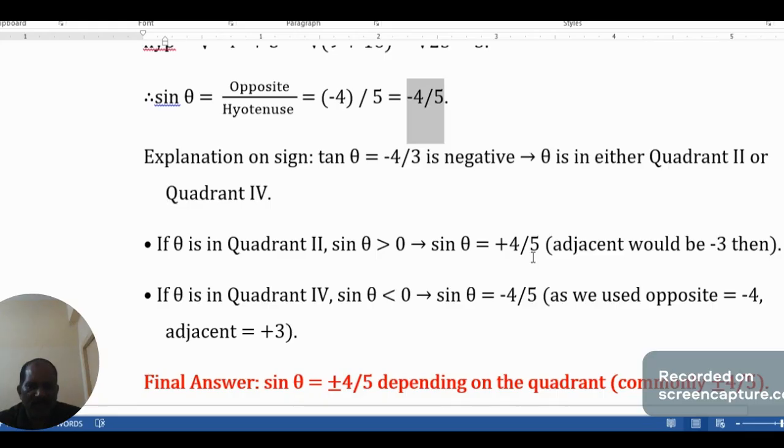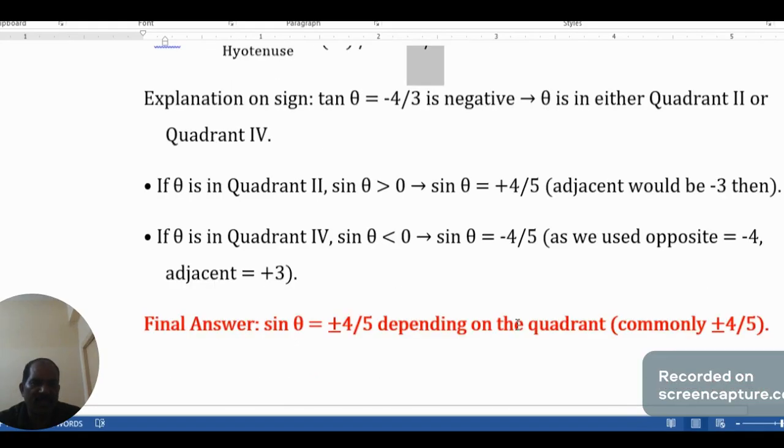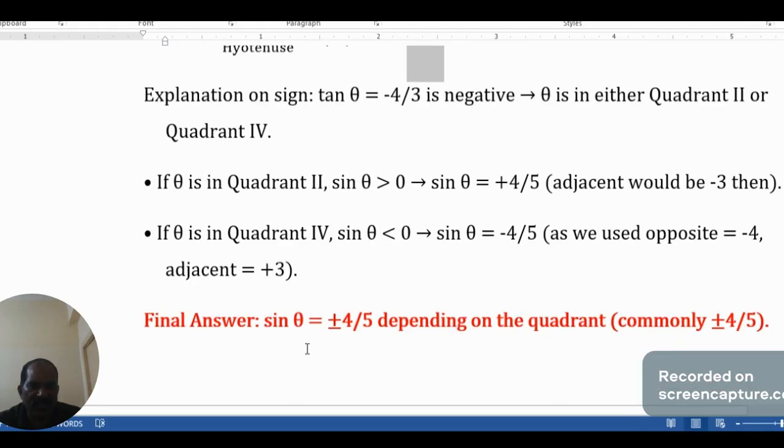Then if theta is in quadrant 4, that means in quadrant 4 sine theta is less than 0, or negative, we can say. So sine theta is equal to minus 4 by 5 we have to take. And we use opposite side minus 4, and the adjacent side will become plus 3. So the final answer is sine theta can be plus or minus 4 by 5 depending on the quadrant. Okay, that is the final answer.